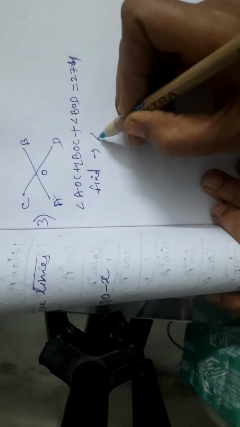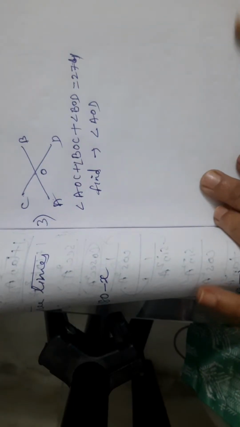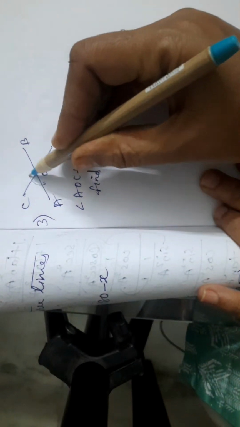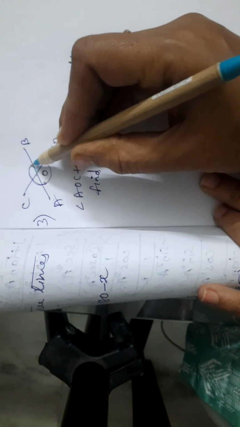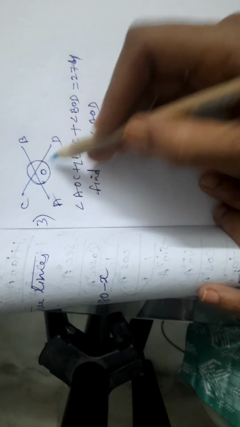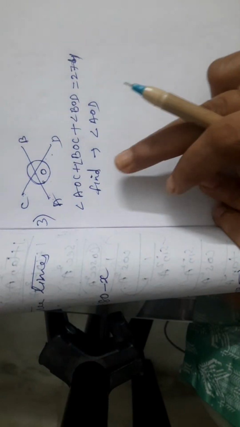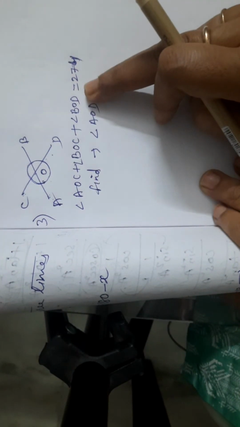the value of angle AOD. This kind of question is very easy. If we add all the angles together, they make a circle. So the sum of all angles of two intersecting lines will be 360, out of which 3 angles are given.